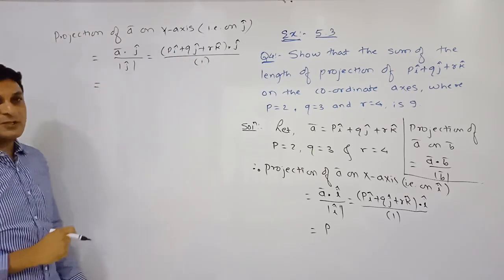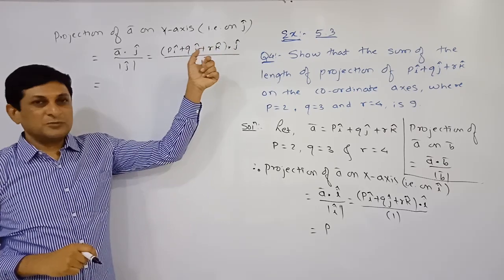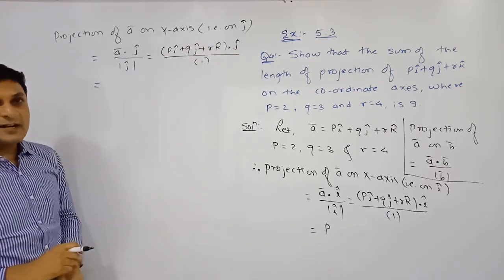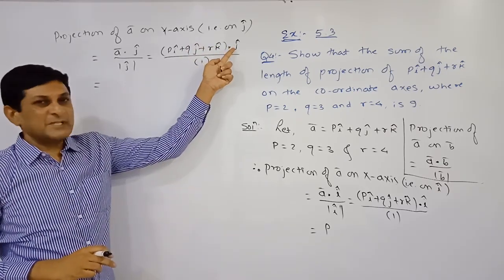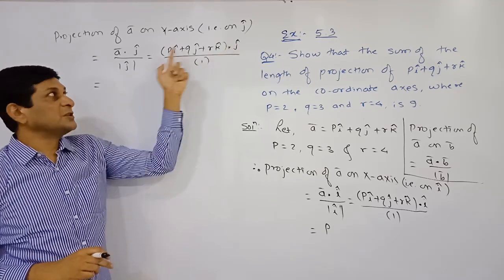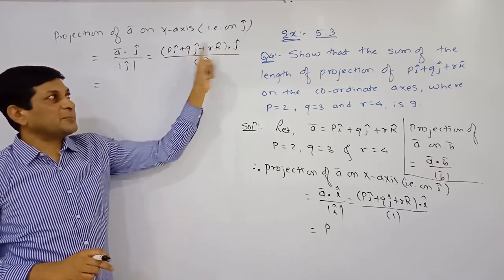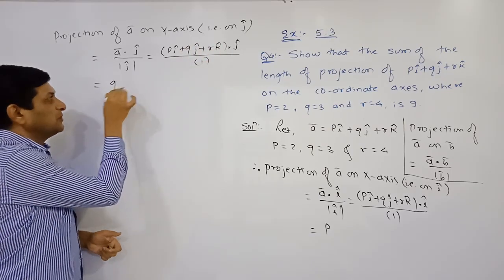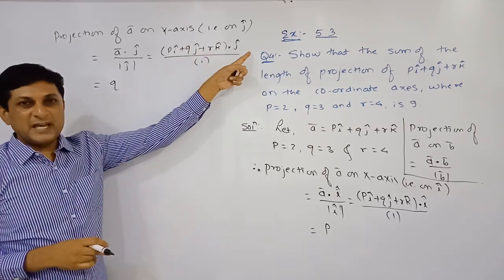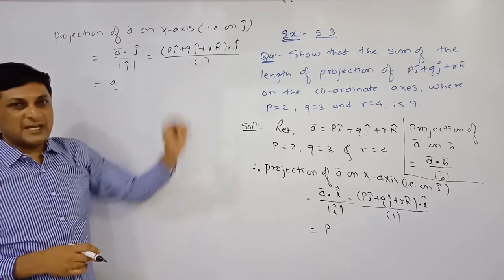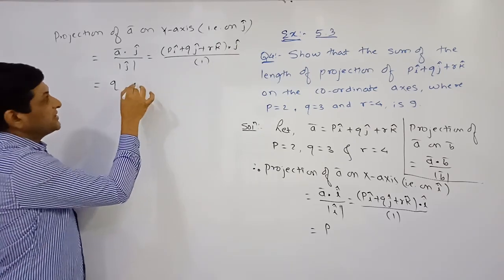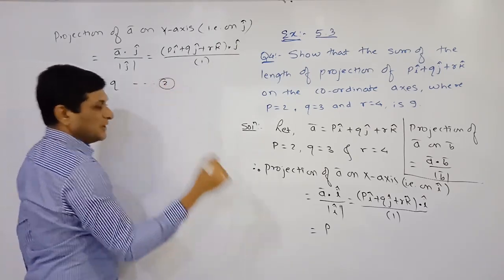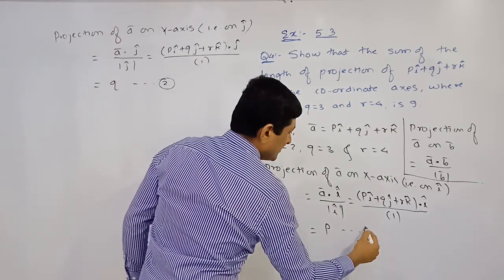Now we are finding the dot product of these two vectors, which are represented in Cartesian form. Here the term of I cap is absent, means its coefficient is 0. 0 into p is 0. Then take the product of the coefficients of j cap, that is q into 1 equals q, and the product of the coefficients of k cap will be 0 because the term of k cap is missing here. Let us denote this result by equation number 2 and the previous result by equation number 1.